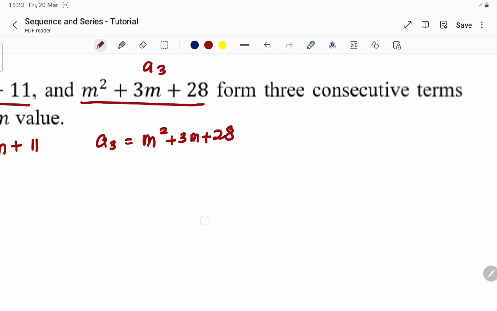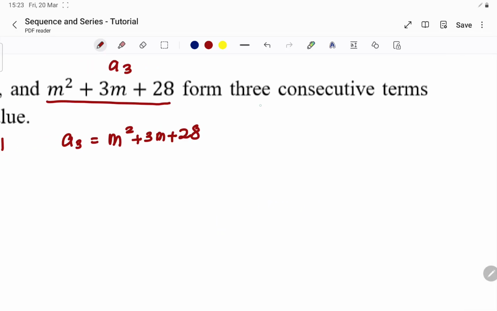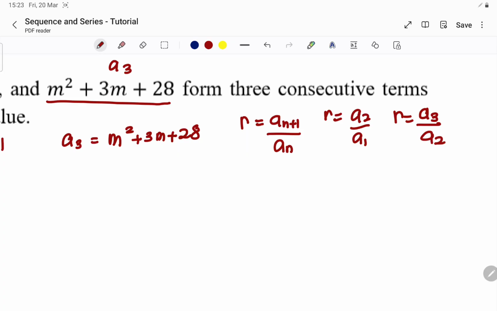So how to find the value of m right now? By right, the one that we know is we can find the ratio, correct? If you remember, the ratio is equal to a_(n+1) divided by a_n. So from the three terms that we have, we can find the ratio from a2 divided by a1, or from a3 divided by a2. Because these two are both the ratio, we can do a2 divided by a1 equal to a3 divided by a2.